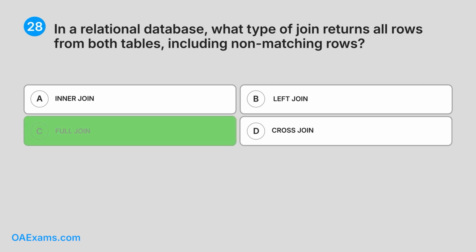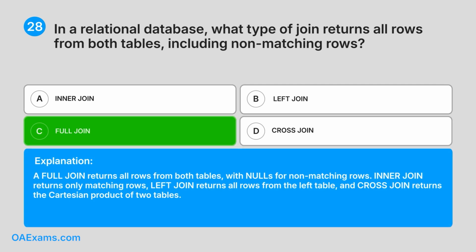Correct answer. C. Full join. Explanation. A full join returns all rows from both tables with nulls for non-matching rows. Inner join returns only matching rows. Left join returns all rows from the left table, and cross join returns the Cartesian product of two tables.